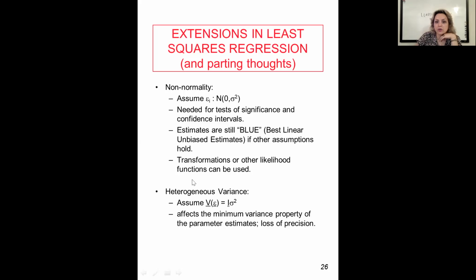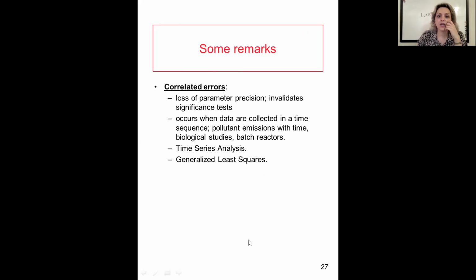Transformation or other likelihood functions can be used. We would say we have heterogeneous variance. We assume that the variance of epsilon is equal to I sigma squared, where I is the identity matrix. And then it affects the minimum variance property of the parameter estimates. It's a loss of precision.